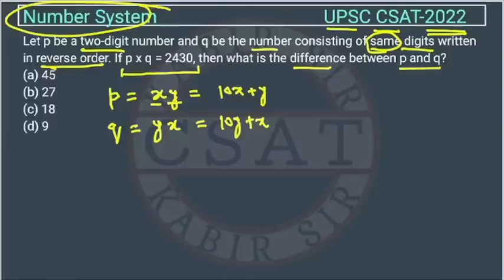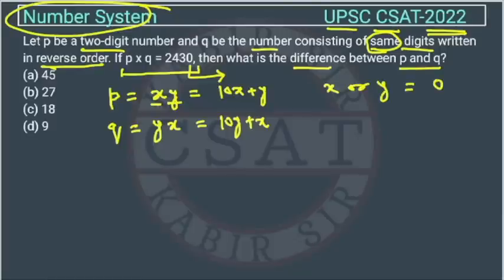And what is given? They have given that if we multiply p and q, we get 2430. So see, the unit digit in their multiplication is 0. First of all, just tell me, can x or y be 0? Can the value of x and y be 0? You just tell me.